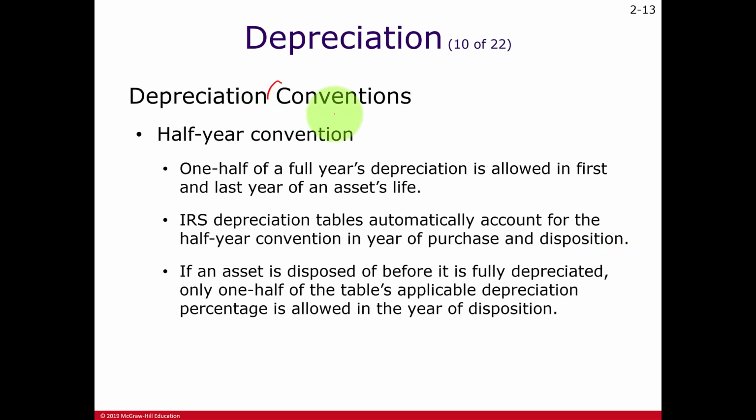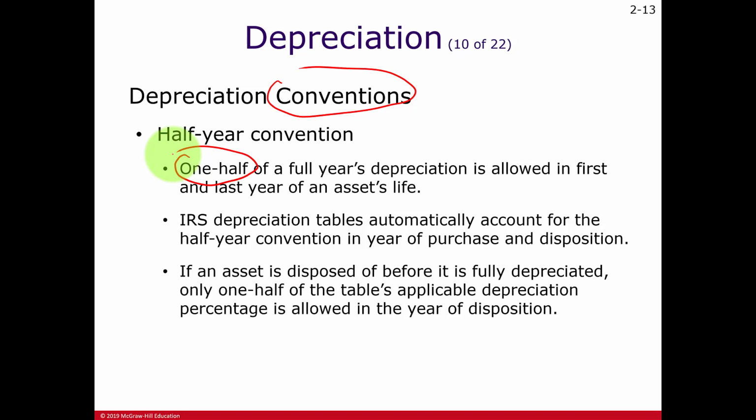Here's that word again, convention. The special calculation for the year you buy the equipment and the year you dispose of the equipment. In the year you purchase the equipment and start using it, you're going to be assumed to have used it for half a year. Maybe you could have bought it in January and used it for 12 months, or bought it in December and just used it for 1 month.